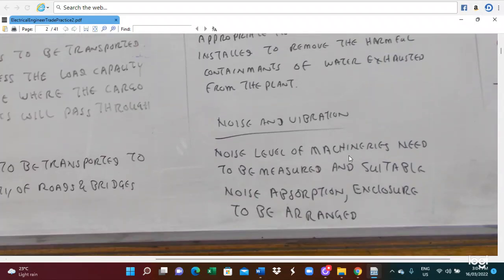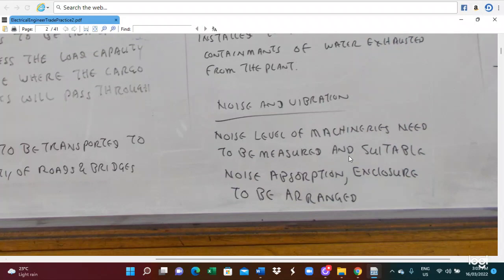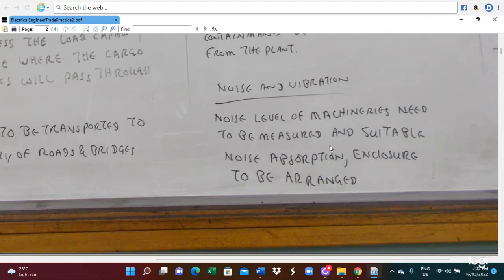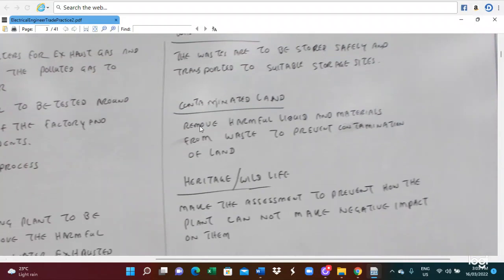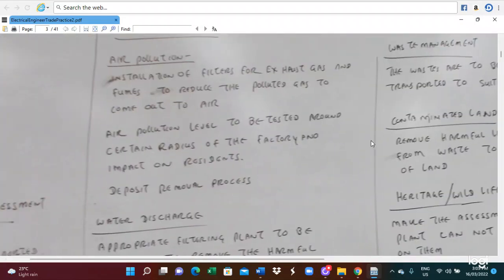Noise and vibration need to be considered. The noise level of the machinery needs to be measured, and a suitable noise enclosure needs to be arranged. Those are the environmental impact assessment and preparation for polluted sites. This is also an important aspect.